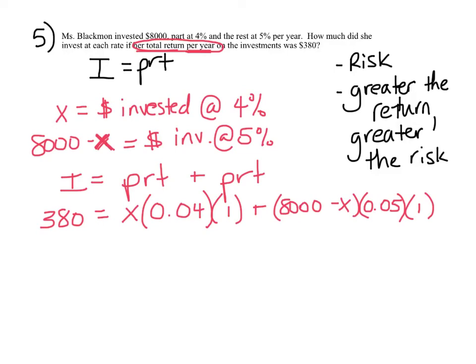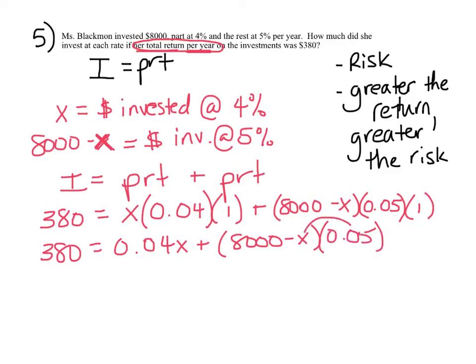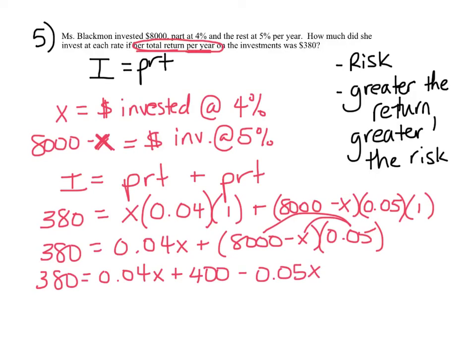So I've got 380 equals 0.04x, because times 1 doesn't do anything, plus 8,000 minus x times 0.05. And I'm going to have to distribute. So I have 380 equals 400ths x plus 400 minus 0.05x. I can combine my like terms, giving me negative 0.01x plus 400. I'm going to go ahead and flip it around with my symmetric property, good old symmetric property.